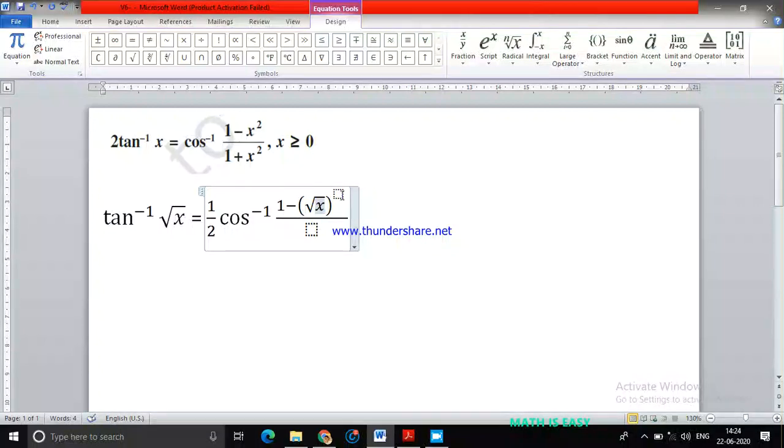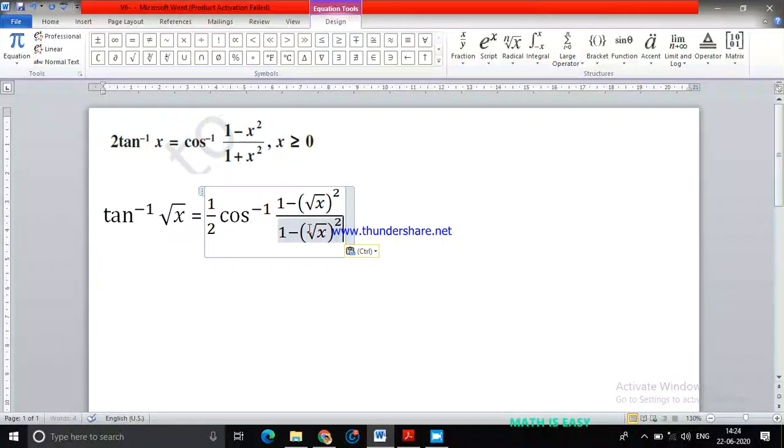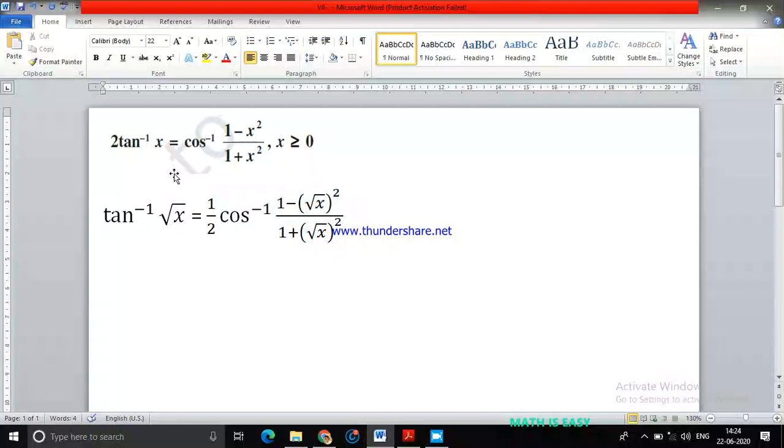Root x whole square. Upon, the denominator is 1 plus x square, so it will come 1 plus root x whole square. Here x is there, so I am writing x square. Here you have root x, so I have to put root x whole square. Then what do you get in the next step?